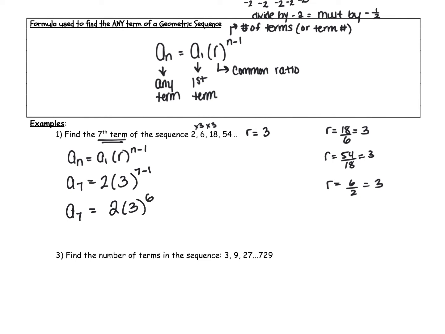So go ahead, type that into the calculator, and then hit resume when you're ready for the answer. All right, so I got 1,458. That would be the value of the 7th term.